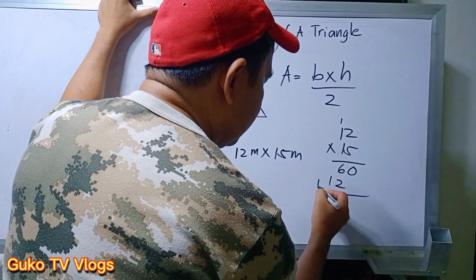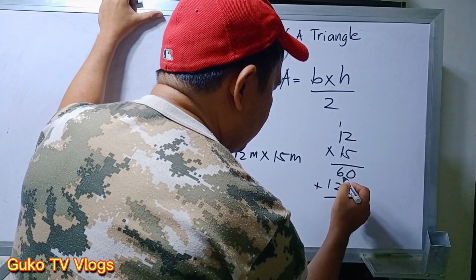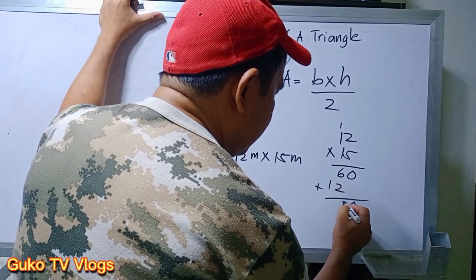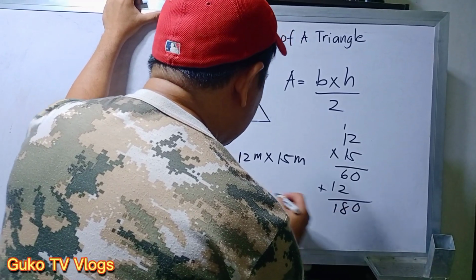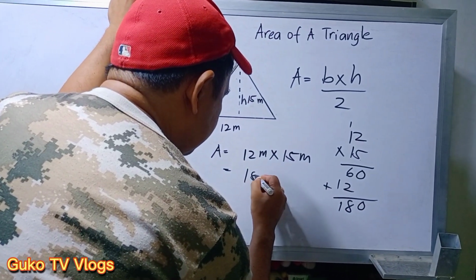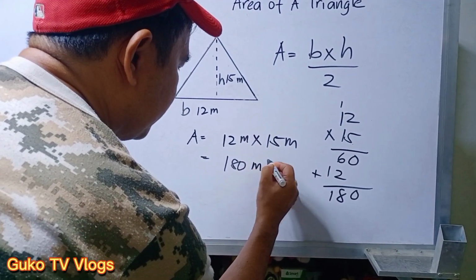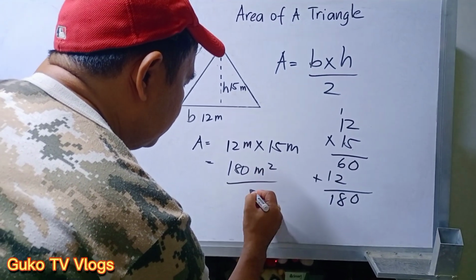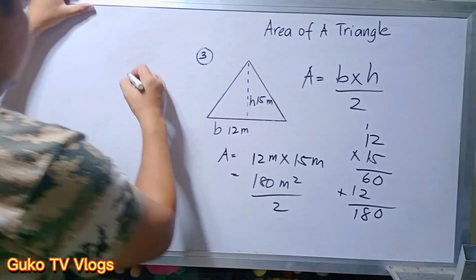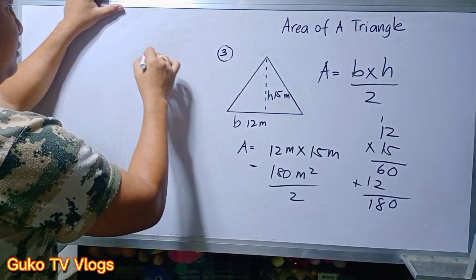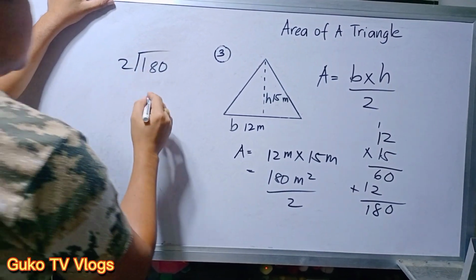So let's try to add. So 0. 6 plus 2 is 8. Then bring down 1. So 180. So meters times meters is meters squared. Then divided by 2. So 180 divided by 2.